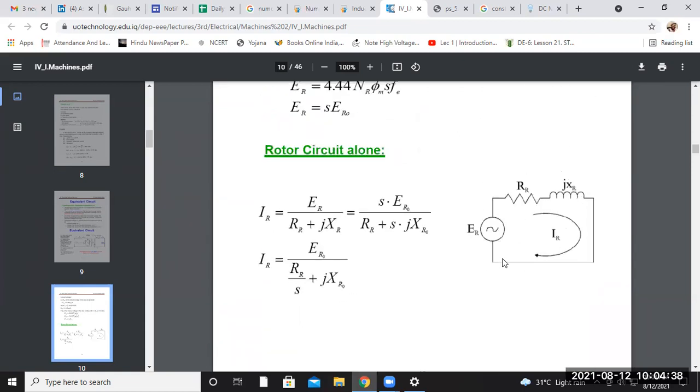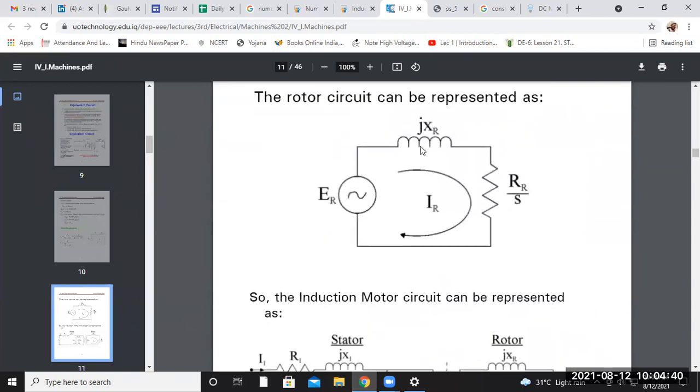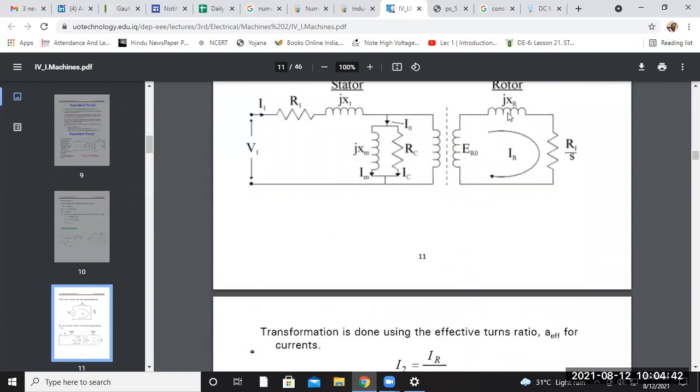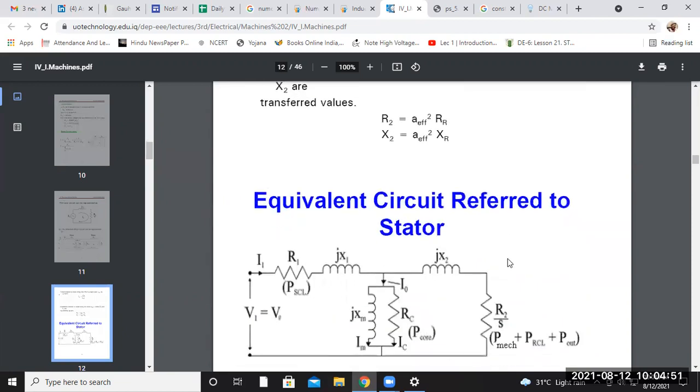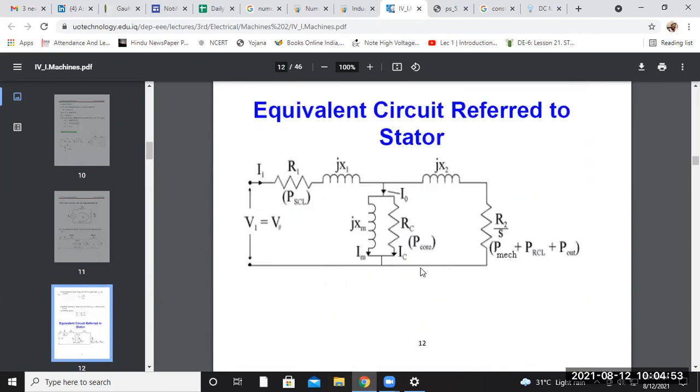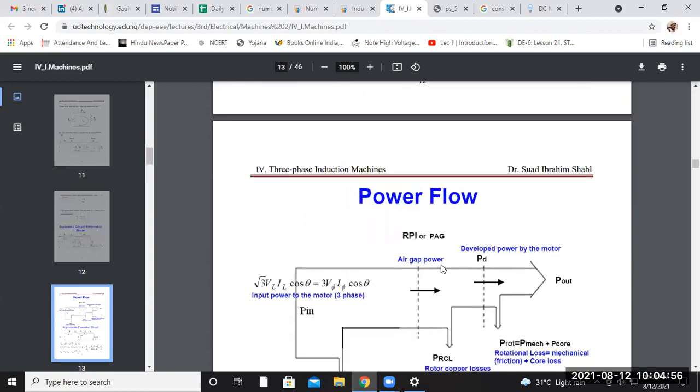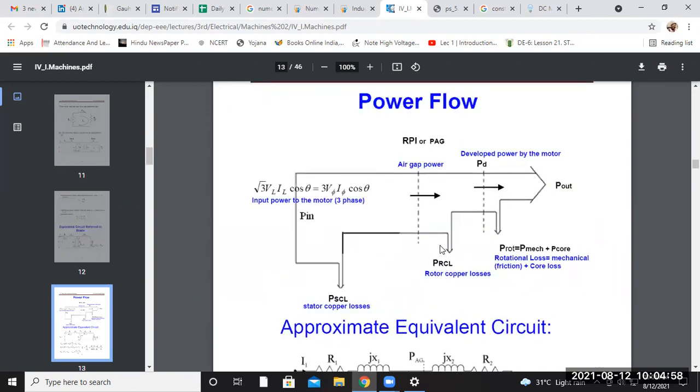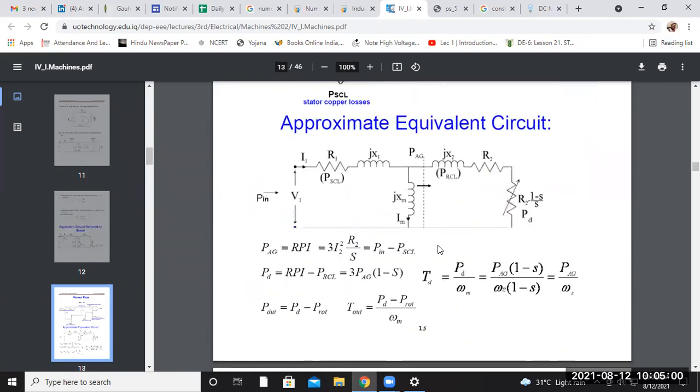So this is the rotor circuit that was given. This is another rotor circuit. When you combine both of these, you will get this one. There is inclusion of your slip with the rotor resistance part that we have discussed already. These are already discussed in our previous class. Power flow equation we have also discussed in the previous classes.